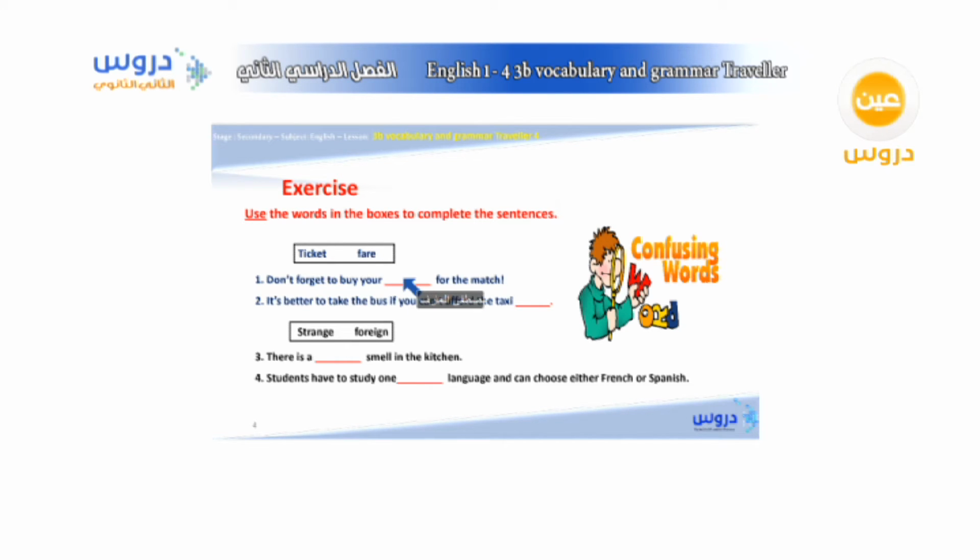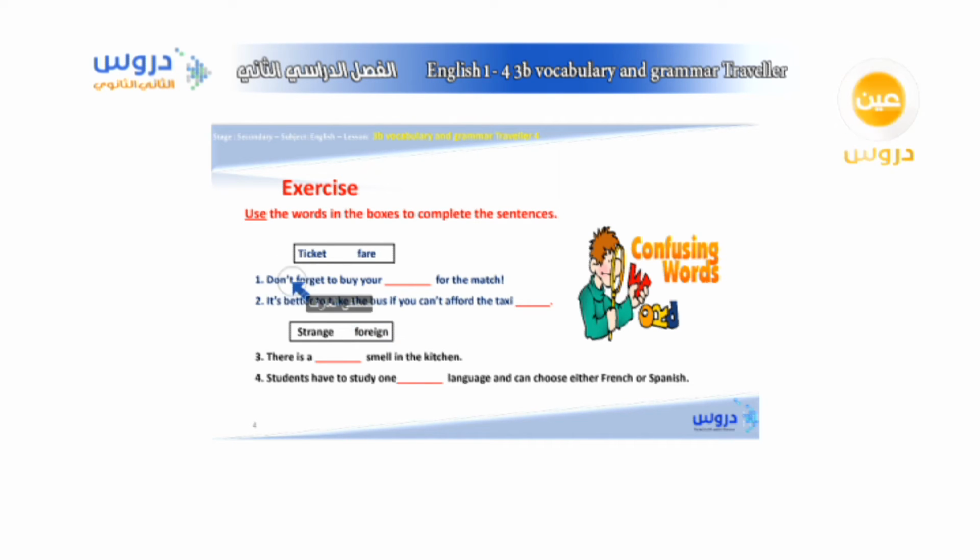For the first box, we have ticket and we have fare. They almost have the same meaning. If you go to a concert or a movie, you buy the ticket, or you pay the fare. So let's distinguish between the fare and the ticket. For number one, don't forget to buy your ticket for the match, or don't forget to buy your fare for the match. We need to choose one. If we know one, then we know the other.